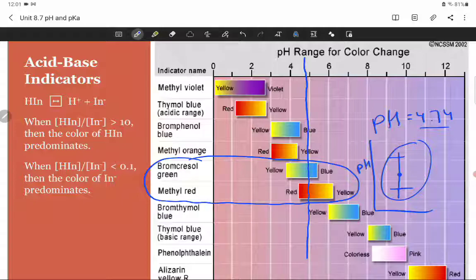So bromocresol green or methyl red would be terrific, other than it's difficult to tell when yellow becomes blue, or in methyl red's case, when red becomes yellow, because intermediate between red and yellow is orange. So those are a little more problematic, but as far as theoretical, they're just as good as each other.